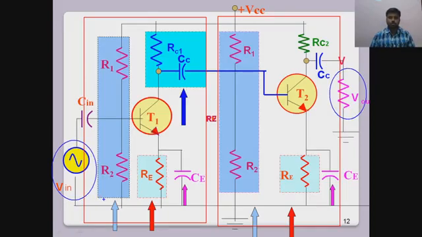So are you able to see? Okay. Now the first box represents stage 1, and here this one is stage 2.